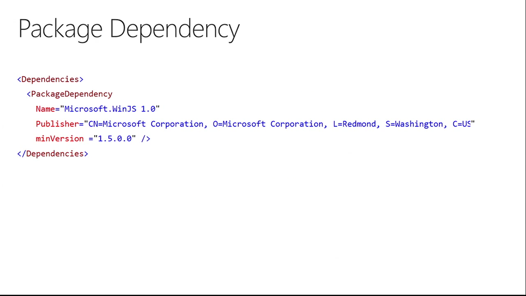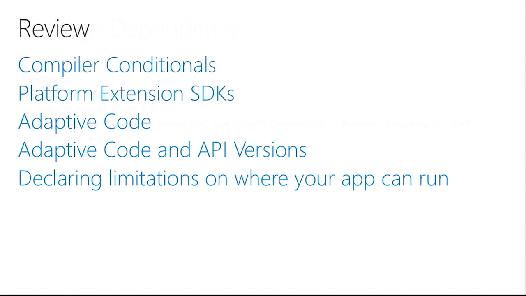You can also declare package dependencies on specific API contracts, so on specific extension SDKs that you're referencing as well. So that's also something you can put into the app manifest.